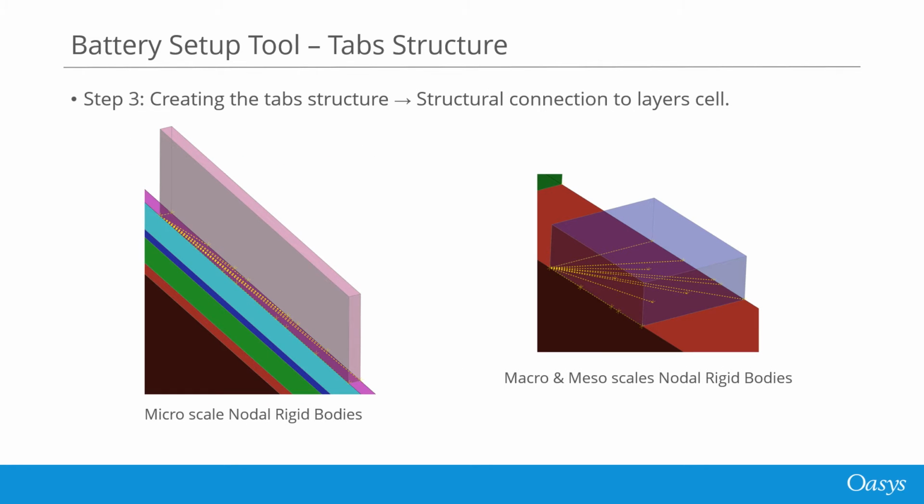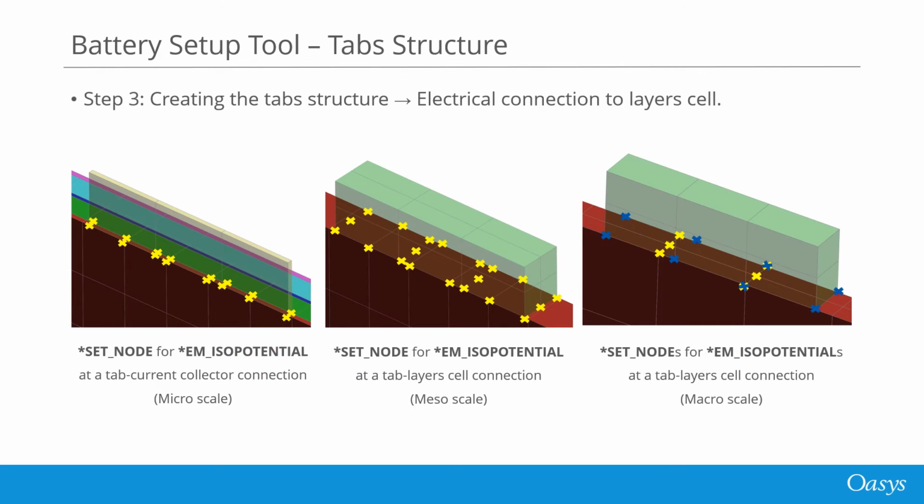The tool offers the option to structurally connect tabs to the layer cell by automatically creating a nodal rigid body for each tab to cell connection that includes overlapping nodes. The tool can also electrically connect the tabs to the layer cell by automatically generating EM isopotential instances to constrain the overlapping nodes to have the same scalar potential value.